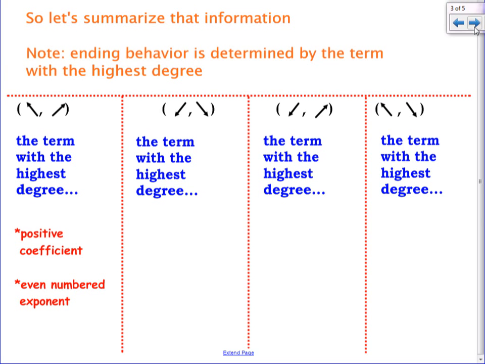Okay, so those things right there are going to be summarized on this graph right here. So if you scroll down to the next page, they're directly below the graphs that we just talked about. This one's already filled in for us. So if they're both pointing up, that means there's a positive coefficient with an even numbered exponent. So what should we put in this next column? This one has a negative coefficient. This one won't be odd because they're both pointing in the same direction. This one's another even one.